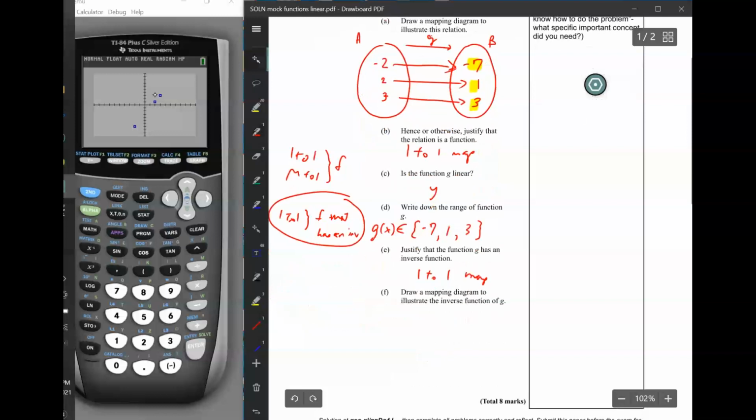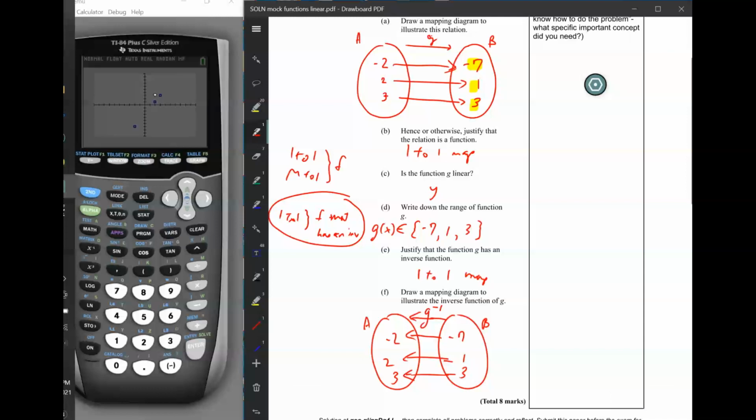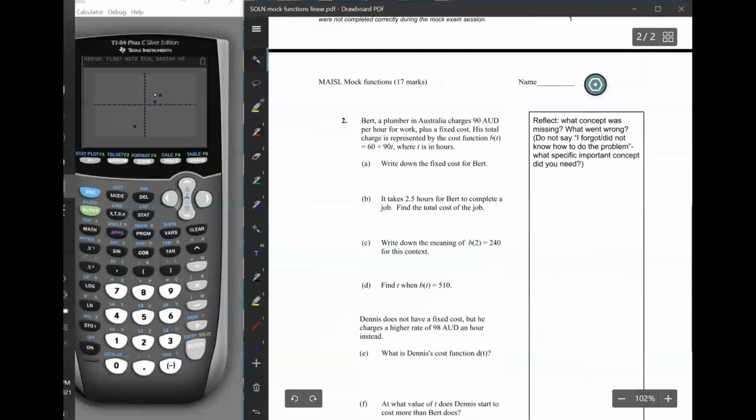Now draw a mapping diagram to illustrate the inverse function of g. Okay, so that would be the same A and B sets, except now all the arrows go backwards. The mapping arrow goes backwards also, but instead of having g here, we're going to have g to the -1 power, which is notation for the inverse function of g. Let's go to number 2.